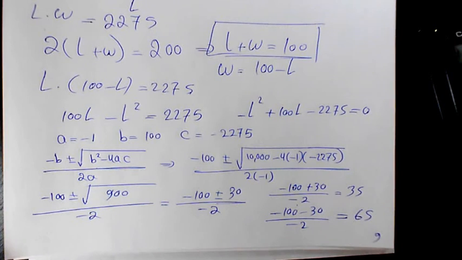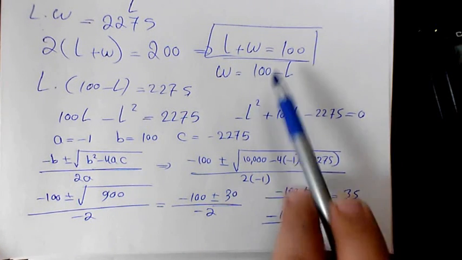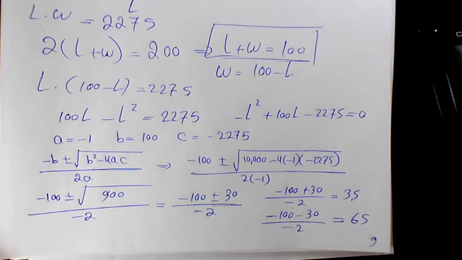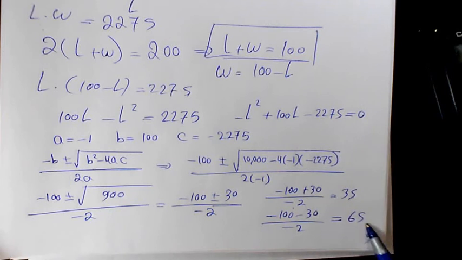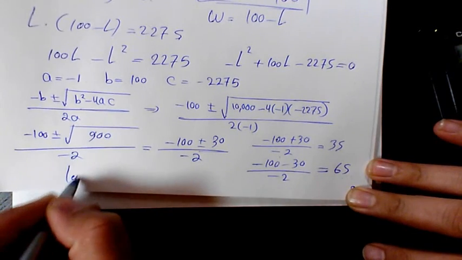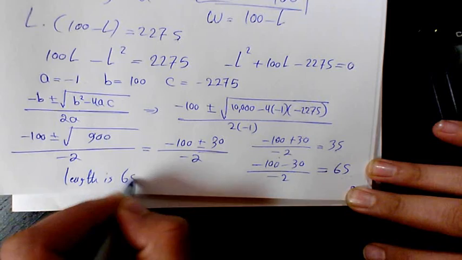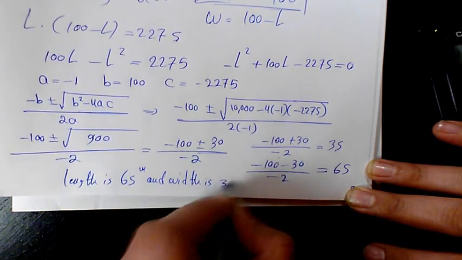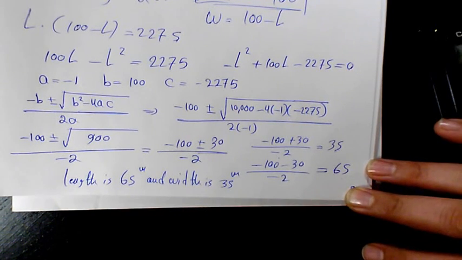So we have two possible answers. Look at the relationship between L and W. If L is 35, W is going to be 65. If we assume that width is always less than the length, we cannot accept this one. However, if length is 65, the width is going to be 100 minus 65, which is 35. So that looks acceptable. So length is 65 meters and width is 35 meters. That's it. Next example.